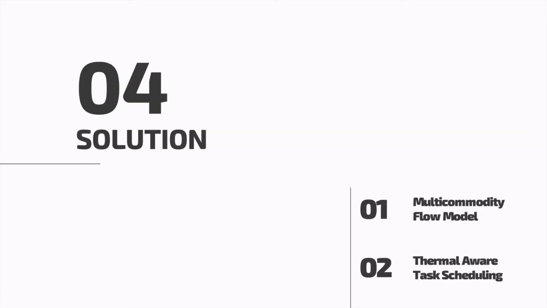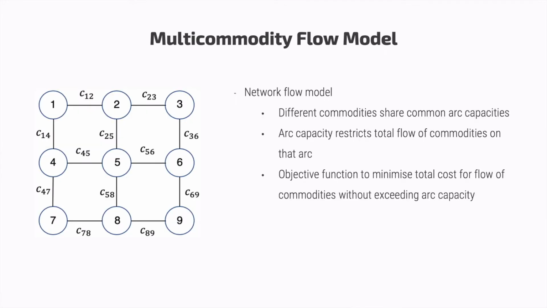Making use of the tools I have just introduced, two solutions were implemented: the multi-commodity flow model and thermal-aware task scheduling. The multi-commodity flow model is a network flow model where different commodities share common arc capacities. The model imposes capacities on arcs instead of nodes, and this capacity restricts the total flow of commodities on that arc. The objective function of the model is to minimize total cost for flow of commodities without exceeding arc capacity.